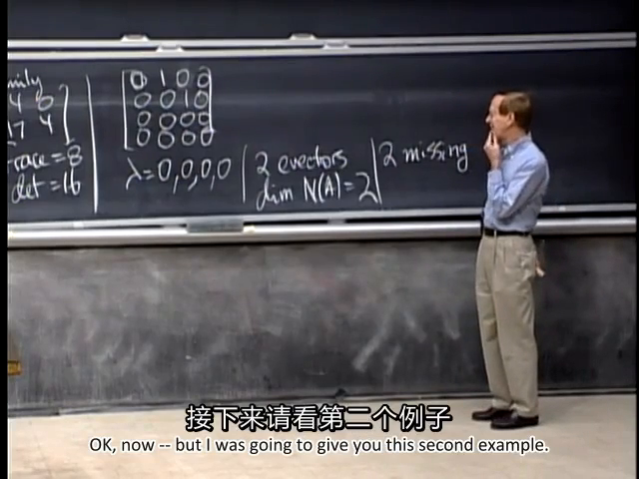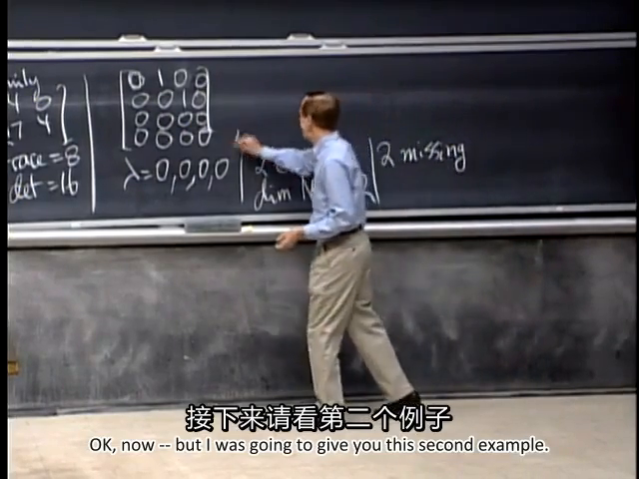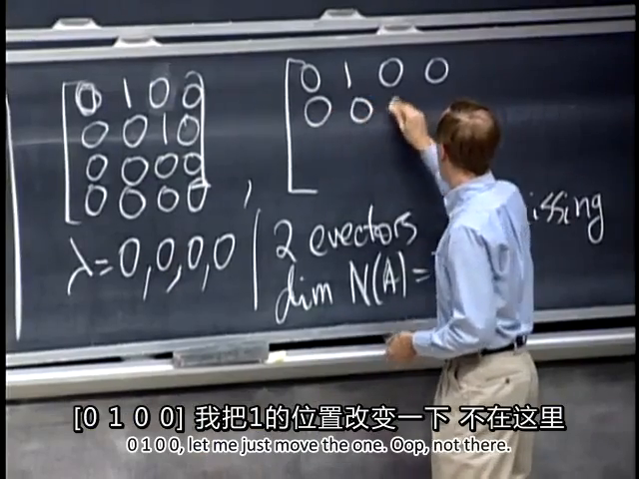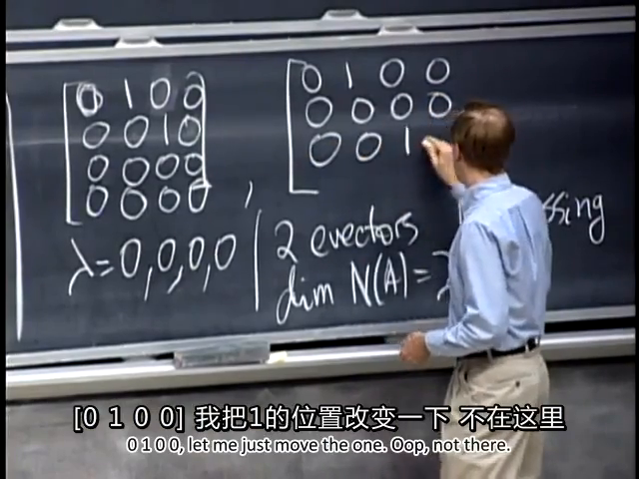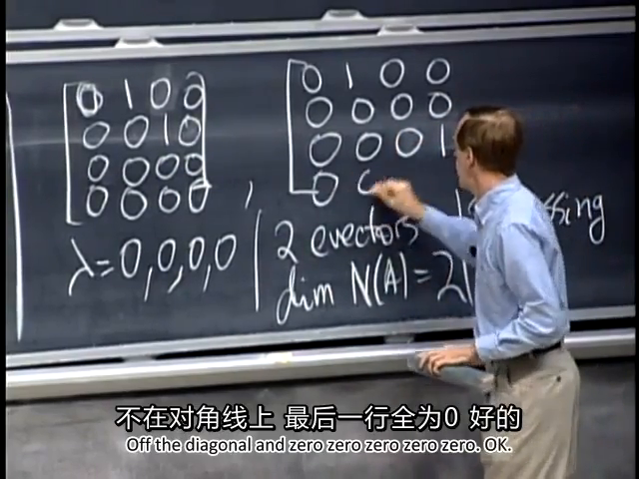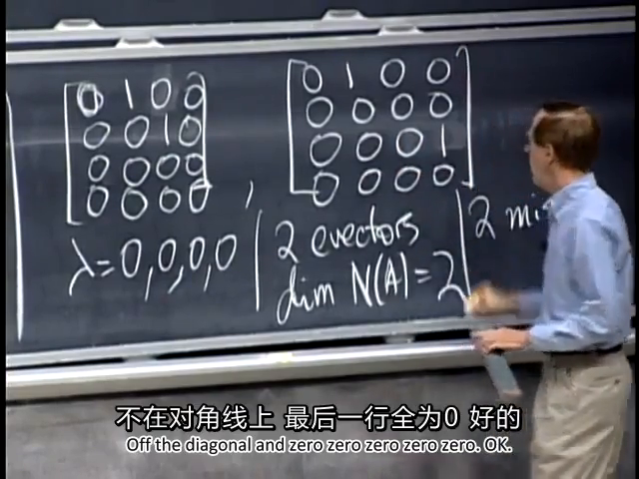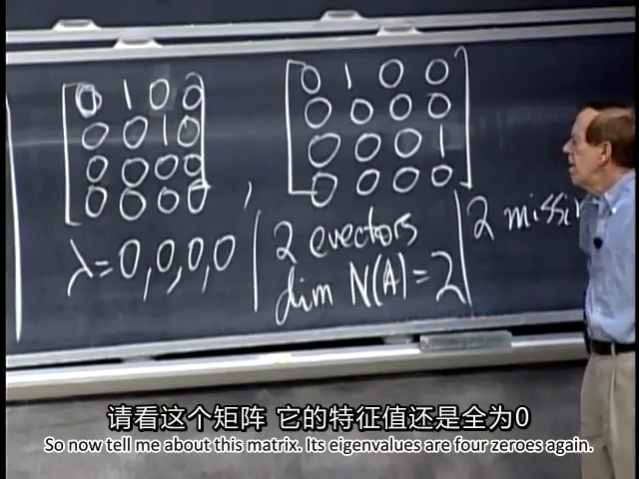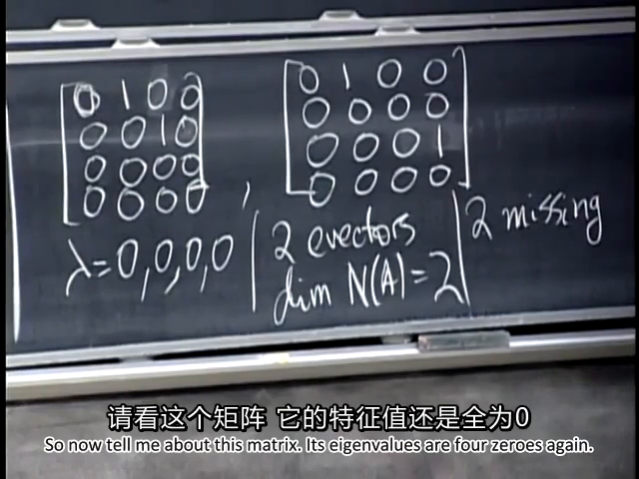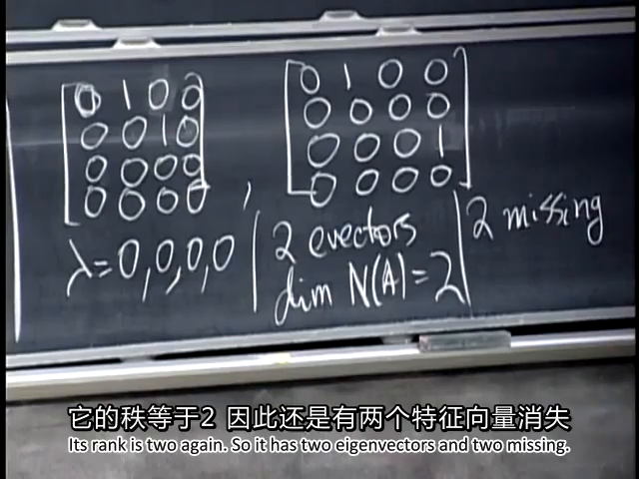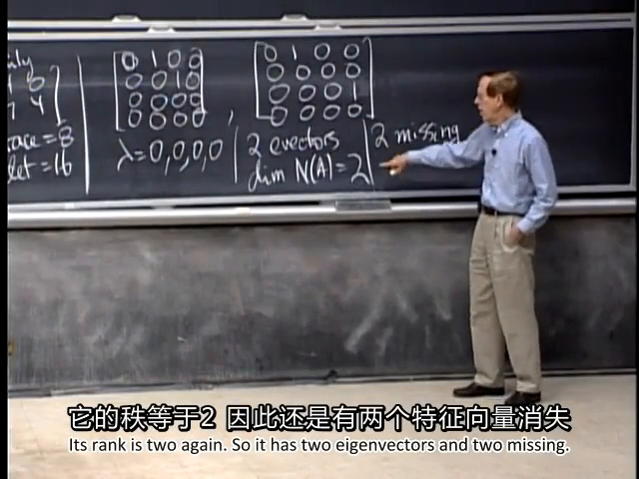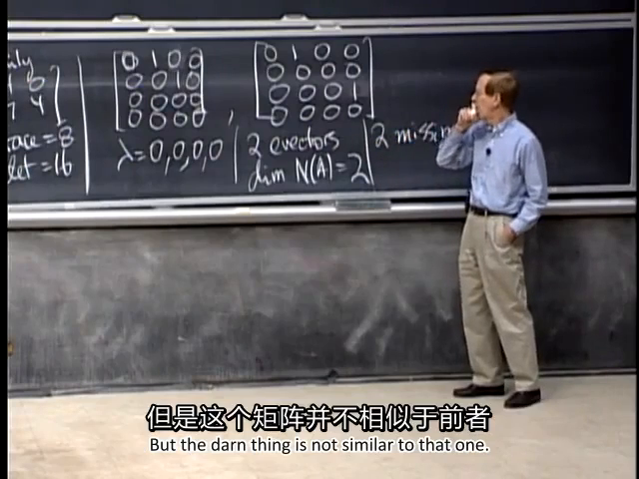Now, I was going to give you this second example. 0, 1, 0, 0. Let me just move the 1. Off the diagonal, and 0, 0, 0, 0. So now tell me about this matrix. Its eigenvalues are 4 zeros again. Its rank is 2 again. So it has 2 eigenvectors and 2 missing.